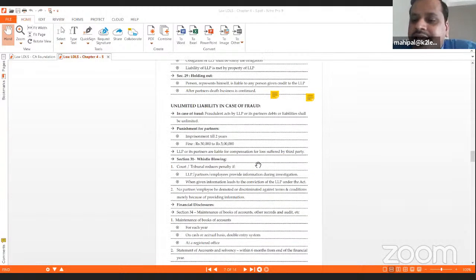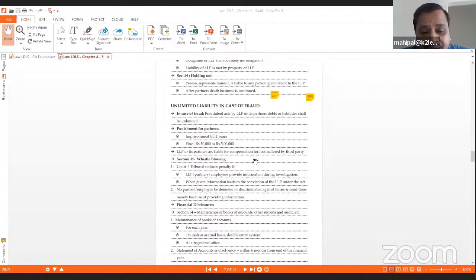Unlimited liability in case of fraud. If any fraud is done, then there is unlimited liability of the partners, and punishment will go up to imprisonment of 2 years and a fine from 50,000 to 5 lakh. There is a concept of whistleblowing, where, if there is an investigation, the employees can speak out the facts of the case, and they can whistleblow stating the reason why these are happening.